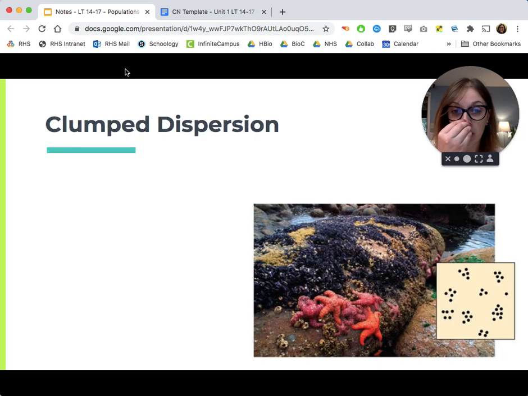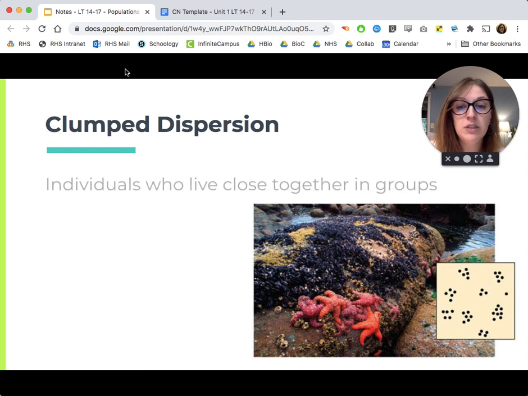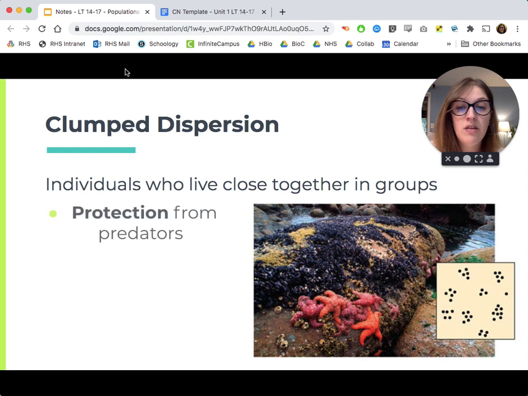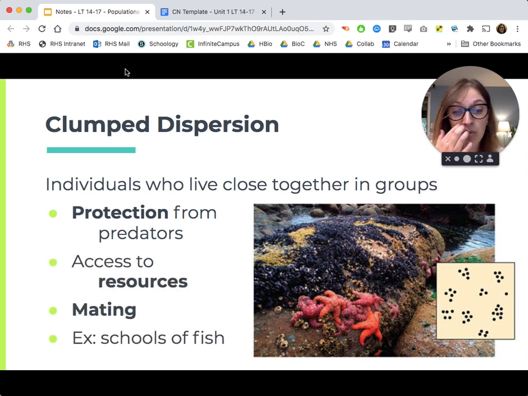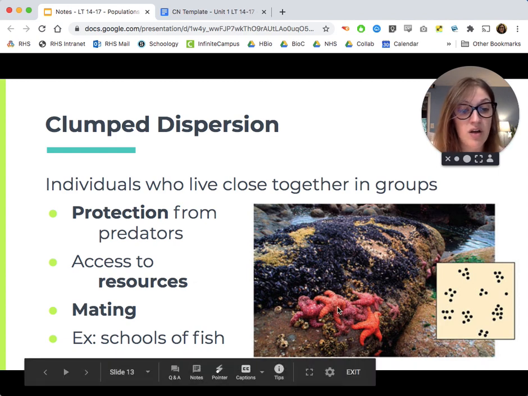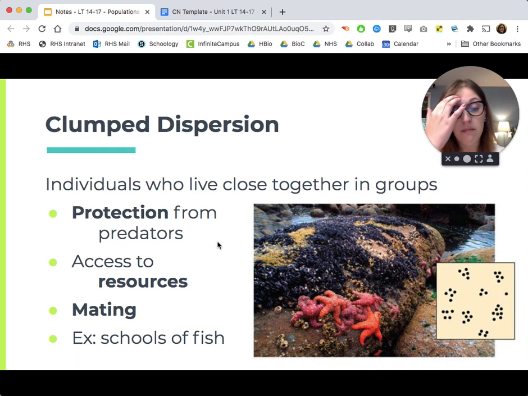Let's start by exploring clumped a little bit more in detail. So clumped dispersion is when individuals live close together in groups. There are three reasons why they do this: protection from predators, access to resources, and mating. Examples of this, you can see in the picture that there are sea stars clumped together on this rock. You could also think about schools of fish, masses or flocks of birds, or herds of zebra. These are all examples of clumped dispersion.